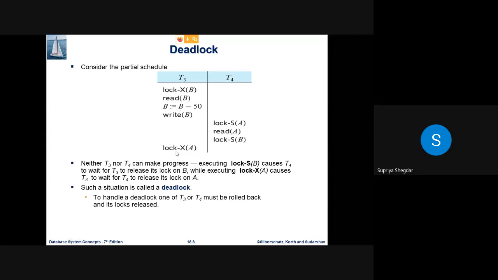Okay, so please see all the instructions very carefully. Here no unlock instruction is there. First, transaction T3 has acquired the exclusive lock on B. We know that if one transaction has acquired the exclusive lock on any data item, then no other transaction is allowed to lock that data item. So transaction T3 has acquired the exclusive lock on B, but it has not unlocked that data item. Then transaction T4 has acquired the shared mode lock on the data item A, and transaction T4 has also not unlocked that data item A.